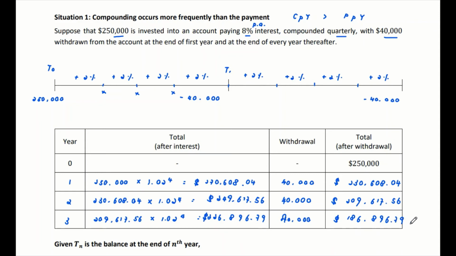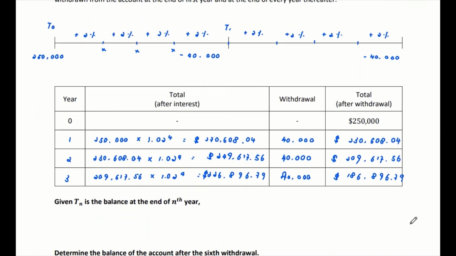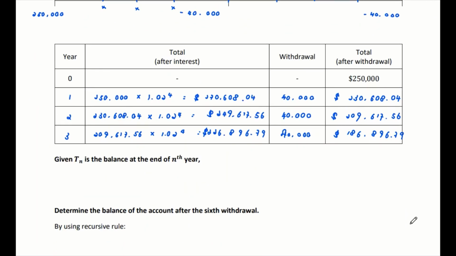So now based on the information that we have here, you can always see the pattern already. You are using your previous term, multiplying by 1.02 to the power of 4, then minus off the withdrawal, right? So when we write this down in our recursive rule, the n plus 1 term will be equal to 1.02 to the power of 4. It's always power 4, right? So no worries about that. Then multiply our Tn, then minus 40,000.